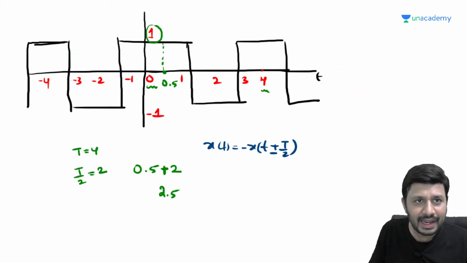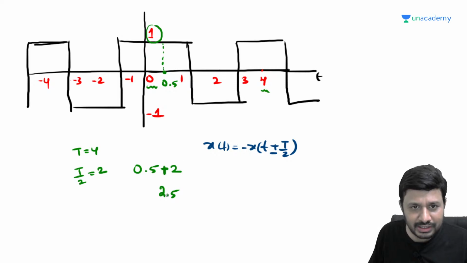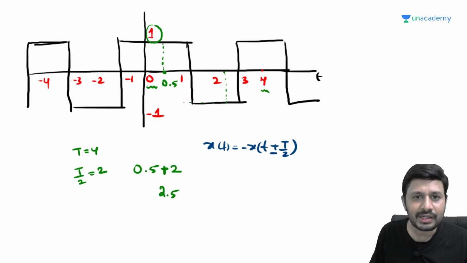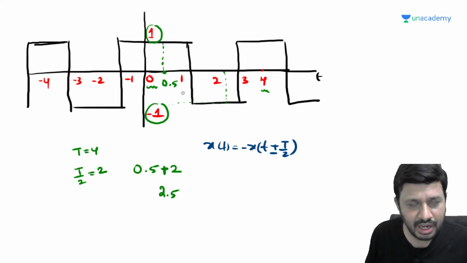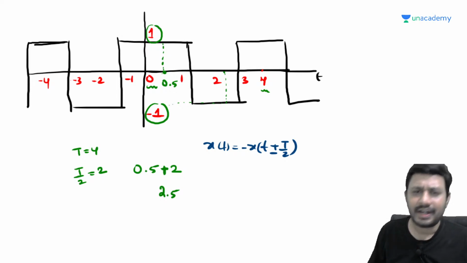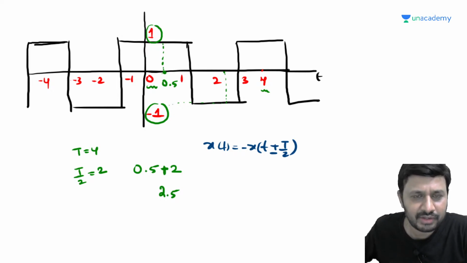So what happens if I add 2.5? Now observe the value of the signal at 2.5. 2.5 means it will be somewhere here. What will the value at 2.5 be? It is -1. If the value at 0.5 and the value at 2.5 are equal and opposite, yes, this is half-wave symmetric. And of course this is even also, even plus half-wave.